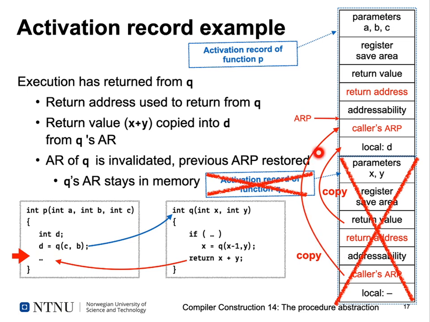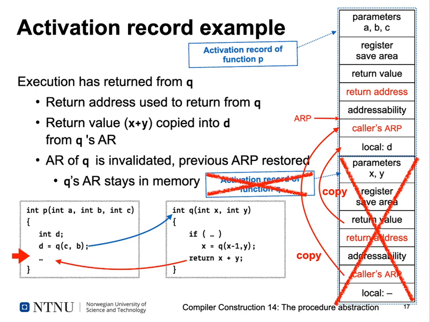And finally, the activation record pointer needs to be copied over. So essentially, by setting the activation record pointer to this location for the activation record of P, we have automatically invalidated the activation record for Q because no activation record exists below the one we are pointing to. However, what does not happen is that this activation record for Q is somehow removed from memory. So it's not zeroed or overwritten with some random values or something else.